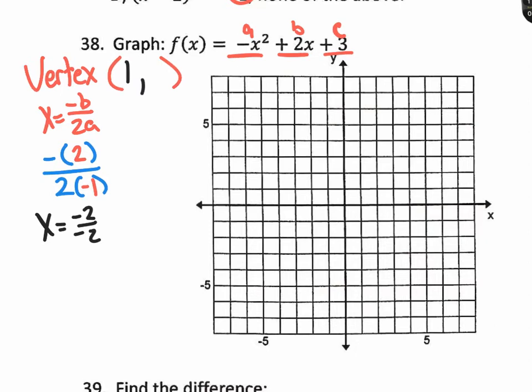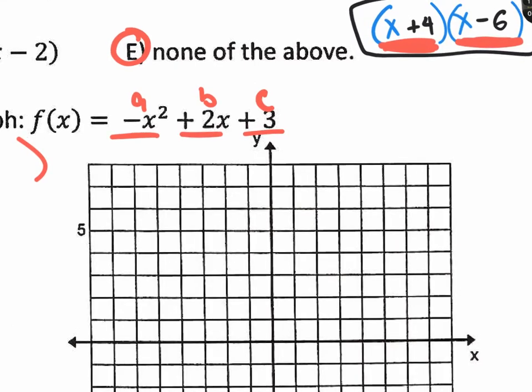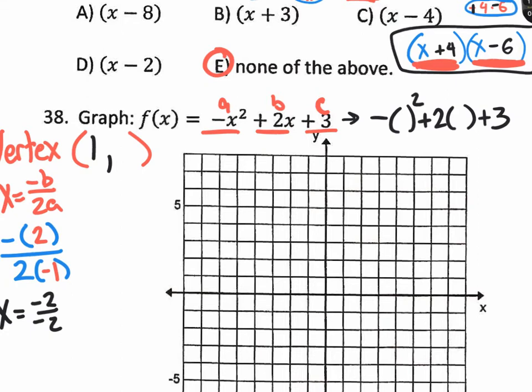And if we have the x value of 1 and we want the y value, what do we do? Plug it in. So I'm going to zoom in to this f of x function, and I'm going to plug it into the x values. So the first thing to do would be to rewrite it with parentheses. Instead of -x squared, you put negative parentheses squared. Instead of plus 2x, 2 times parentheses, and then plus 3 at the very end. Now we said we are plugging in that x value of the vertex, which is 1. We found that out with the formula.